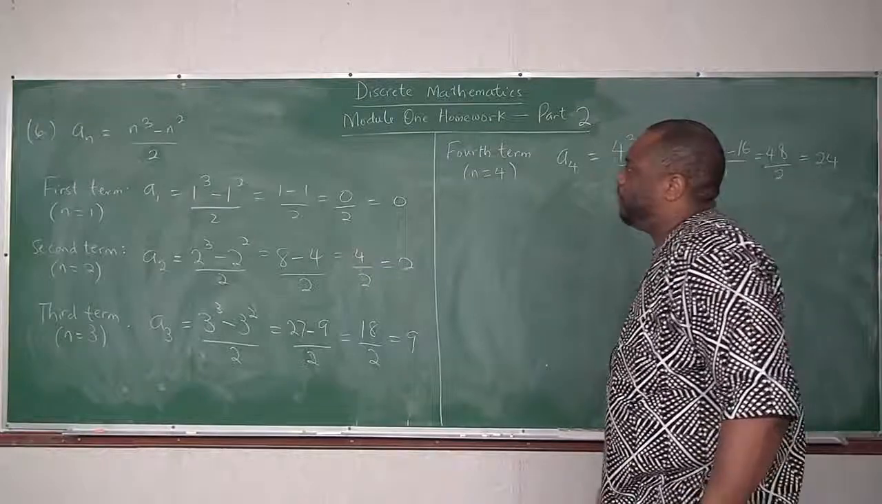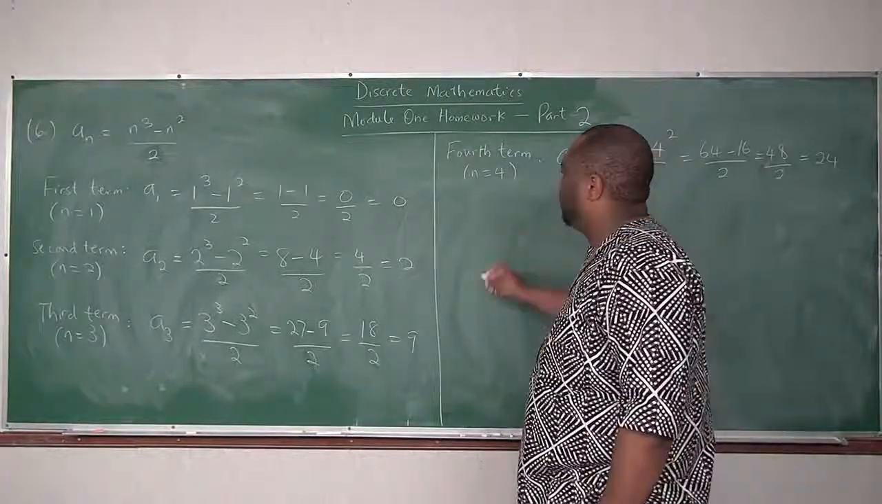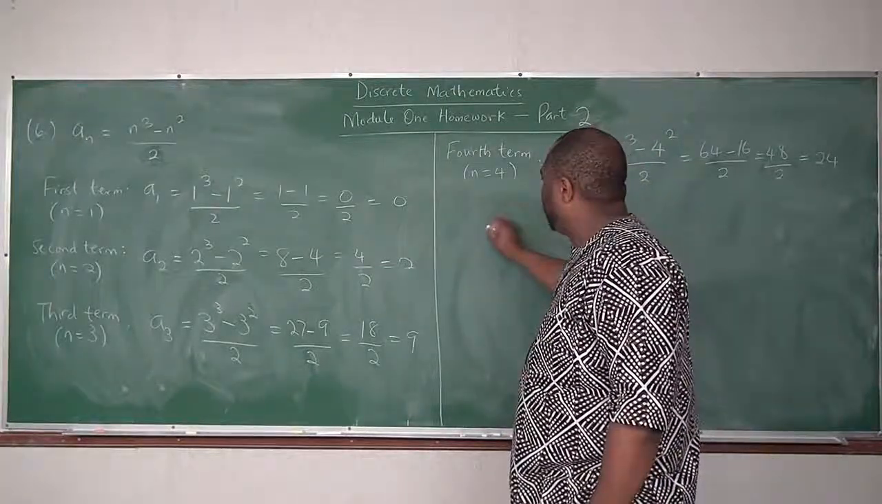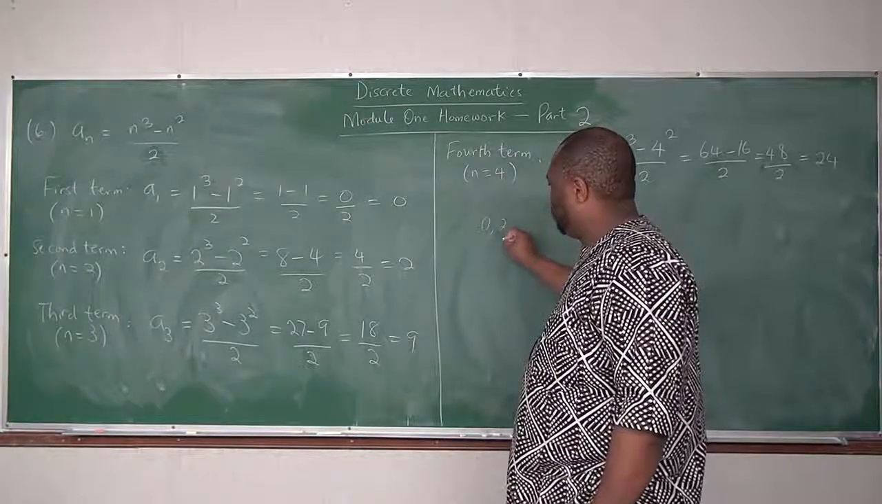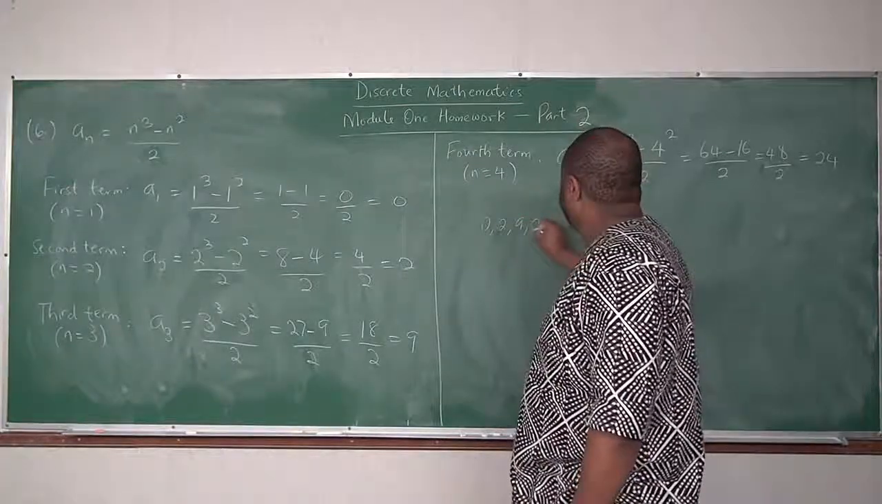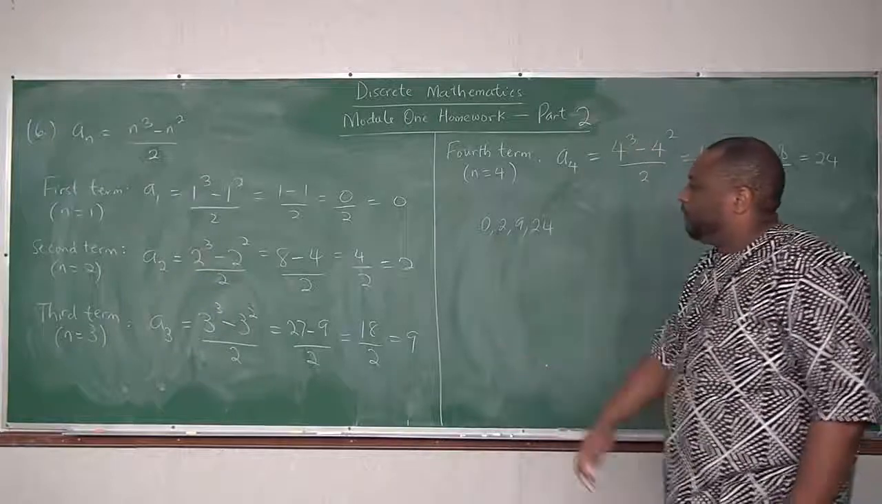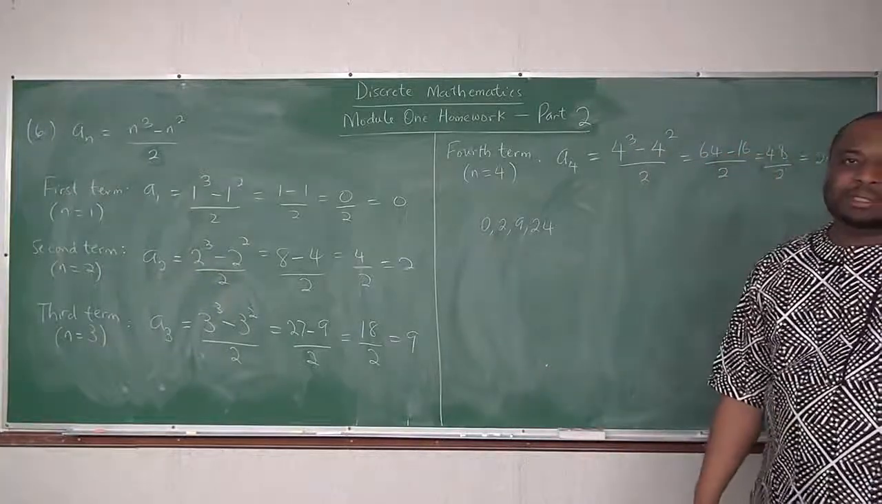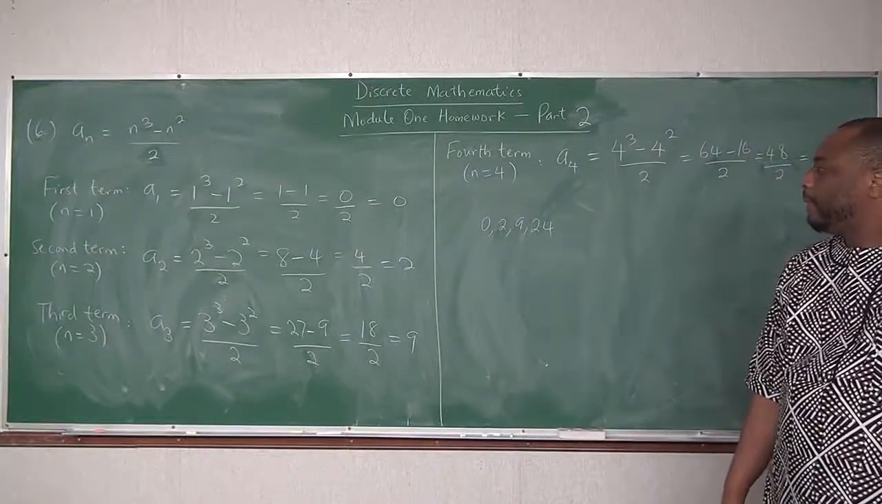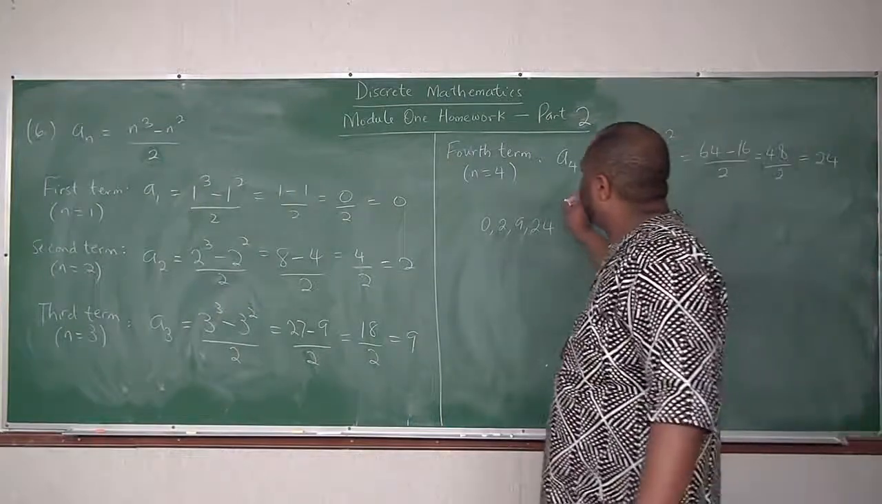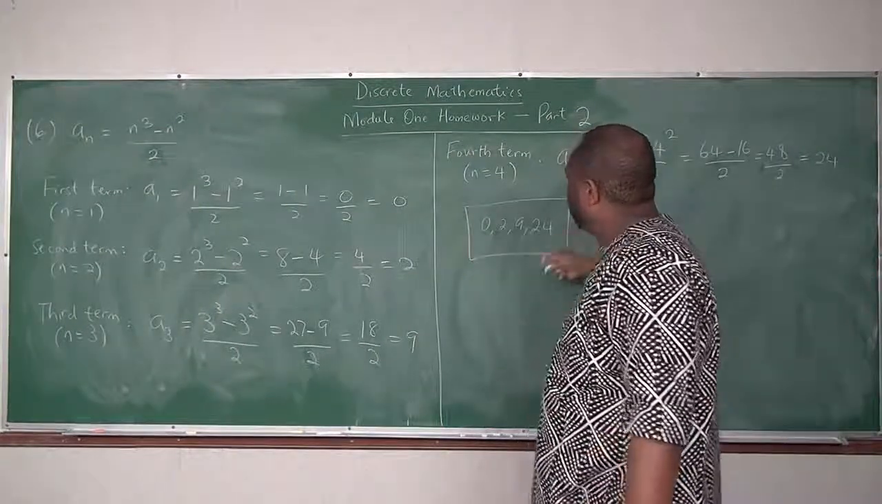So the first four terms of the sequence are 0, 2, 9, and 24. This becomes your answer here. That's your answer.